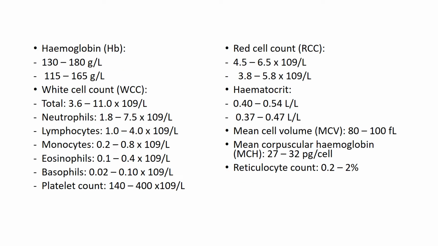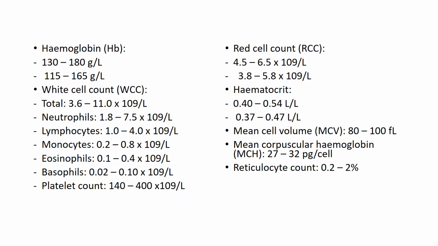These are the normal values of some of the parameters. For example, hemoglobin normal values are 130 to 180 and 115 to 165 gram per liter. Total normal white cell count is between 3.6 to 11 times 10 to the power of 9 per liter. Neutrophil 1.8 to 7.5 times 10 to the power of 9.